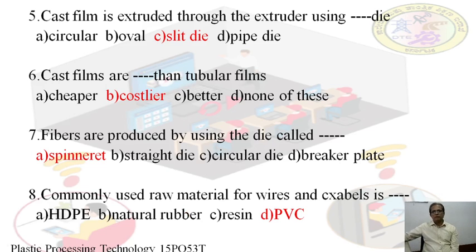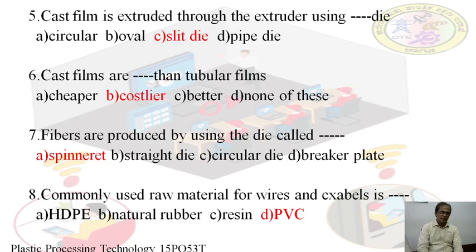Question number 5. Cast film is extruded through the extruder using dash die. Circular die, oval, slit die, pipe die. Cast film is extruded using a slit die. The third answer, C, is the correct one. Question number 6. Cast films are dash than tubular film. A. Cheaper, B. Costlier, C. Better, D. None of these. The correct answer is costlier. Cast films are costlier compared to tubular films.